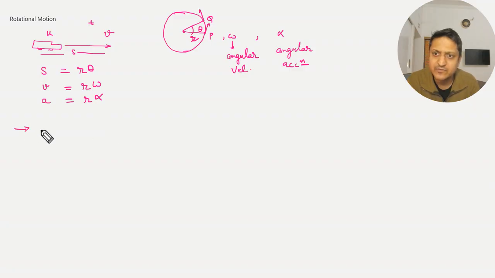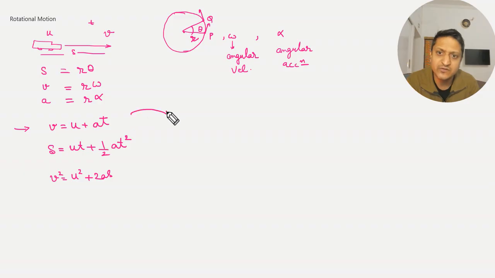Apart from this, we had also learned about the Suvat equations. So we have V equals U plus AT, S equals UT plus half AT square, and V square equals U square plus 2AS. These equations too get converted when used in circular motion.